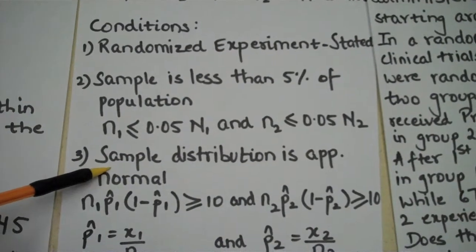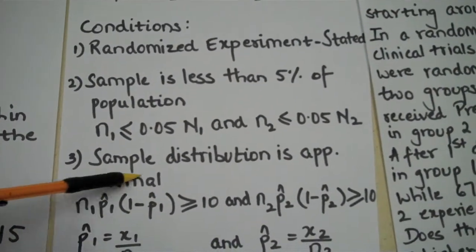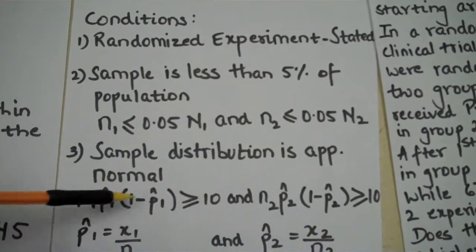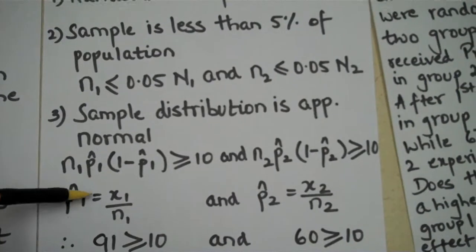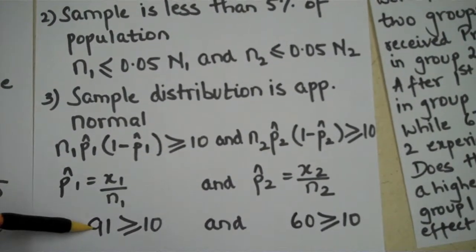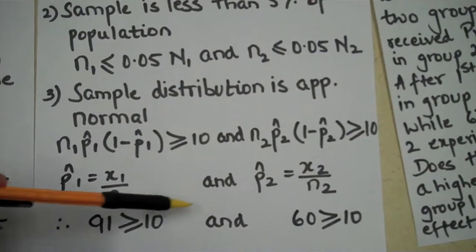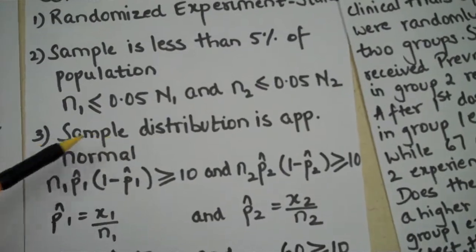Third, our sampling distribution should be approximately normal. We have a formula right here to make sure the product should be greater than 10 for it to be normal. Over here, the p-hat value is calculated as p-hat is equal to x1 over n1. The product for group 1 is 91, which is greater than 10, and for group 2 is 60, which is greater than 10, so the distribution is approximately normal.